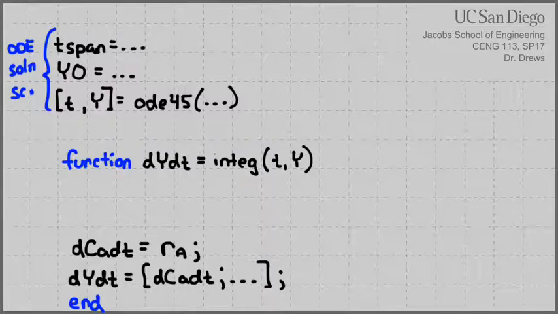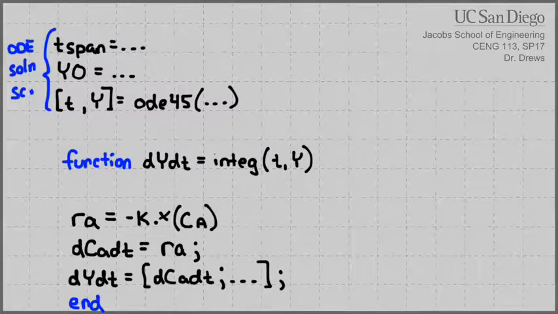In order to evaluate this, I would just have to move backwards and make sure I've defined all the terms that are inside there. So the next term up, I would have to say, okay, well, what's RA? So that Matlab knows what RA is. I'm trying to keep this as we would actually write it in Matlab. So here we would have R sub A is minus K times, I don't know, CA. I'm just going to keep it simple for that.